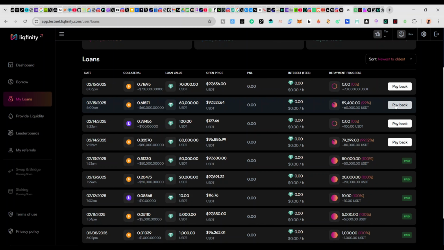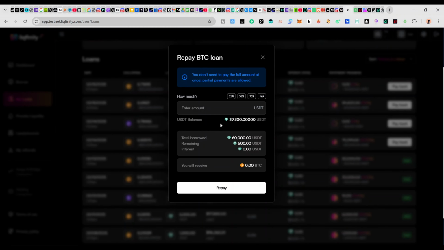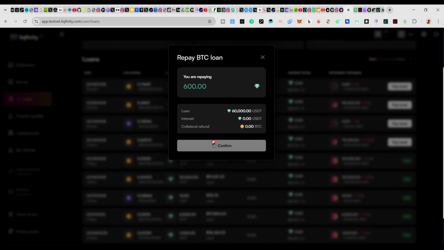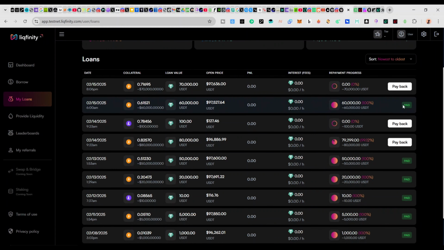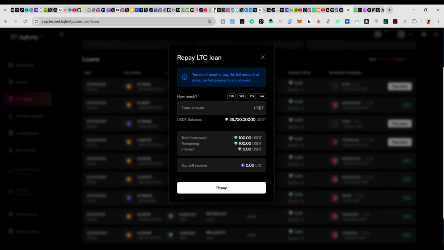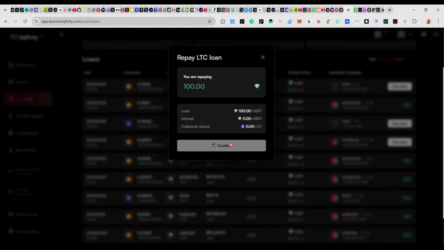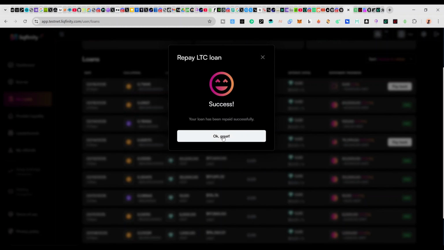So let me try to pay back this loan. Do I have money? Okay, I think I have some money, and total borrowed is the remaining 600. So I'll just max out for the 600 and repay the loan, confirm it. That is confirmed. You can see now it's paid, and then I can pay back this one, which is just $100 for Litecoin. And again, I'm going to do max and then pay back the loan. That one is paid as well.